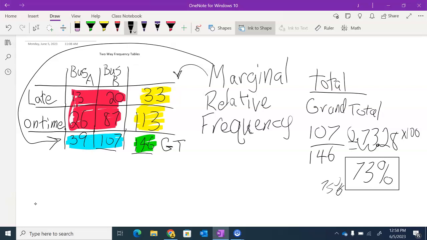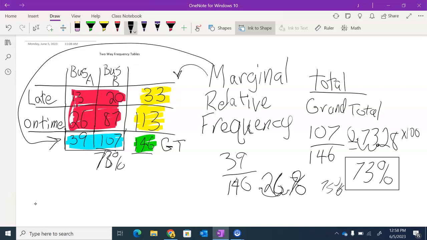And as always, if we did the total, we add up these two percentages, 73%. And we did 39 divided by 146. 39 divided by 146 equals 0.267, which gives us 26 or 27%. And so if we add these two together, we get 100%.